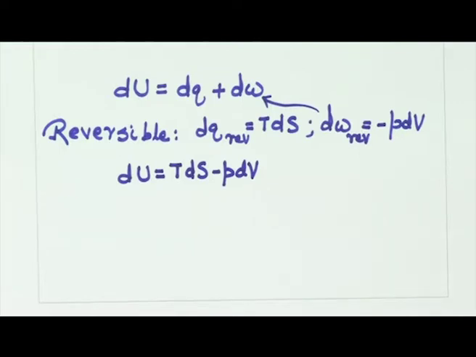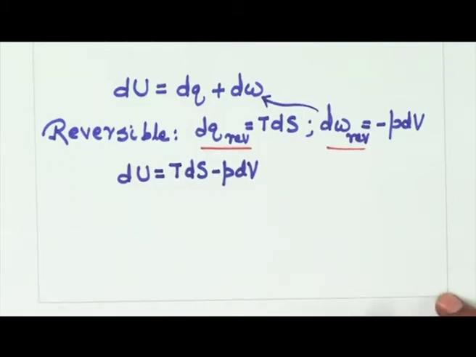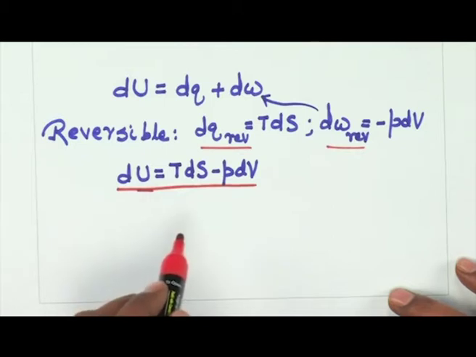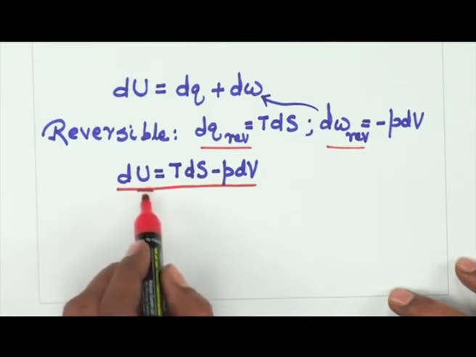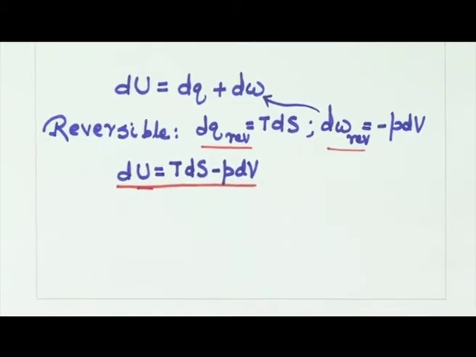Please note that we have used the reversible conditions and come up with this equation. Now, the question is, is this equation applicable to reversible changes or both reversible and irreversible changes? The point to be noted in this equation is that on the left hand side, U is a state property. Therefore, the value of dU is going to be the same whether the process is reversible or irreversible, as long as the initial and final states are the same. So, how is it applicable to both reversible and irreversible processes?